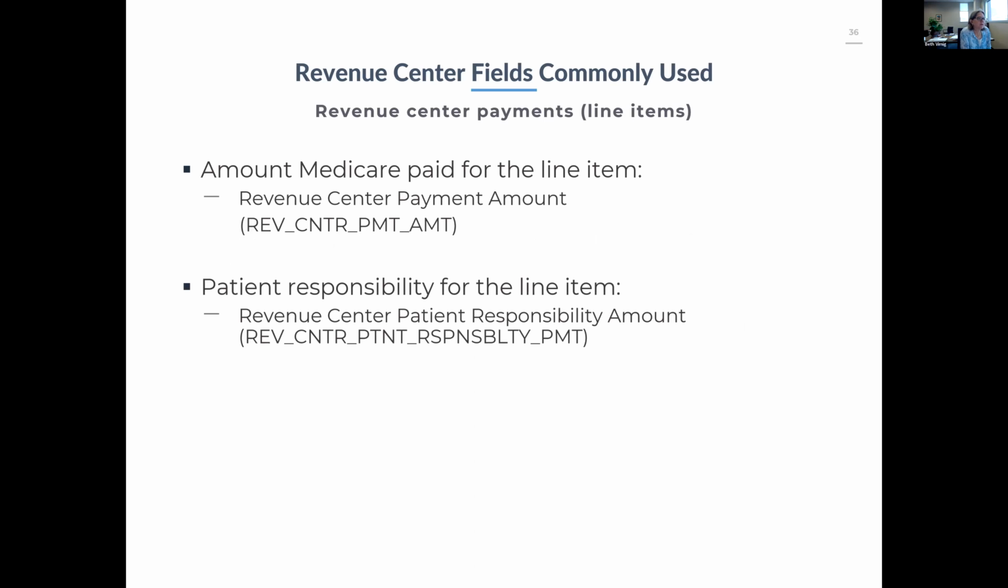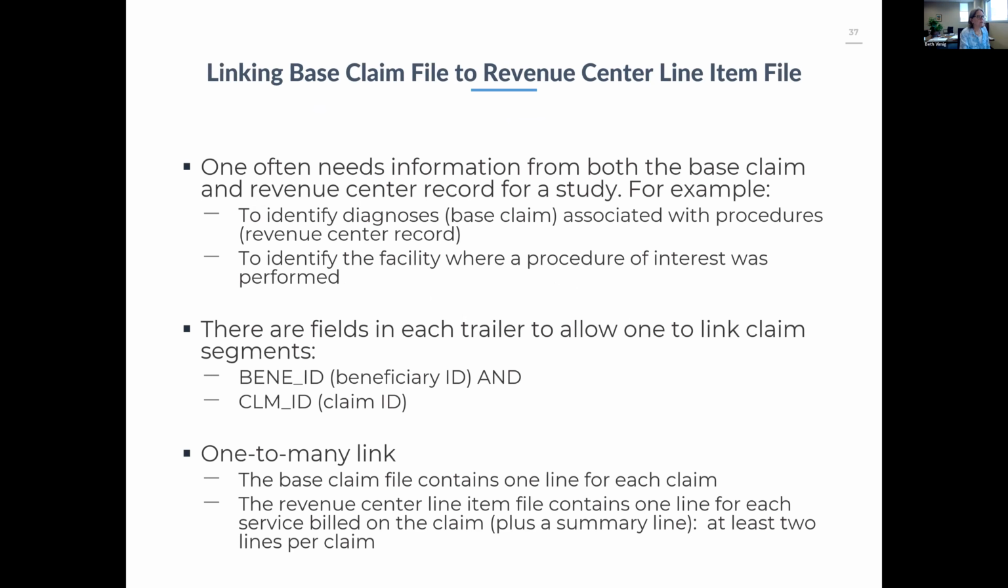So there's also revenue line payment. In addition to having an overall claim payment and a claim denial code, for each line there will be a revenue center payment amount and a patient responsibility for that exact line. So we can see it both summarized at the claim and line by line.